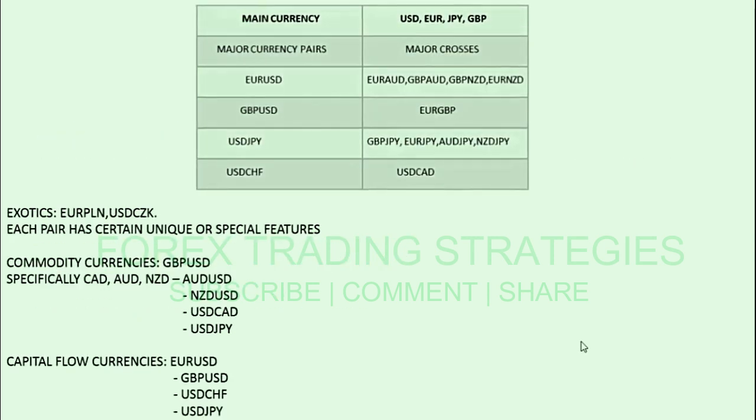Okay, now let's look at this. We've got the main currencies, which are the US dollar, the Euro, the Japanese yen, and the pound. On our first column, we've got the major currency pairs: your Euro US dollar, your Pound US dollar, your US dollar Japanese yen, your US dollar Swiss franc. Now we've got the major crosses, meaning your Euro AUD, your Pound AUD, your Pound New Zealand dollar, and your Euro New Zealand dollar.